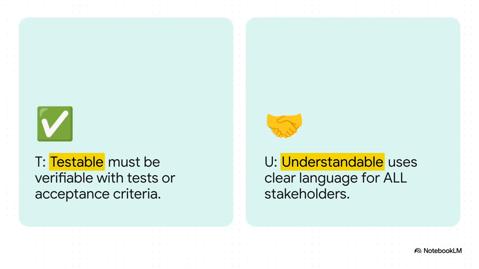Let's be honest, a requirement is pretty useless if you can't prove that you've met it, and that's where testable comes in. If you can't define how you'll verify it's done, it's not a solid requirement. Just as crucial is understandable. It has to be written in clear, simple language so that everybody, from the developers in the weeds to the executives signing the checks, are all on the same page.